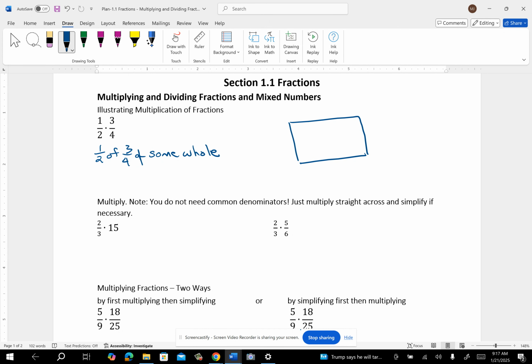So if I need 1/2 of 3/4 of some whole, here's the whole, the rectangle. I need to take 3/4 of that. So I'm going to cut the whole into 4 equal pieces, pretend these are perfectly equal pieces, and I need 3/4 of that, which means I would be shading 3 out of 4 of those pieces. So now that's 3/4 of a whole. Now what I'm going to do is take half of that.